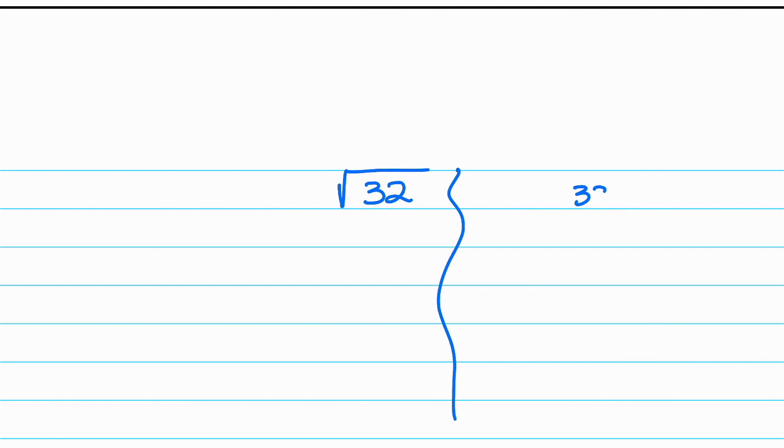Okay, so we're going to go ahead and take that square root of 32. We're going to simplify this. When I simplify this, there's going to be two different ways we can do it. The first way is to take that 32 and break it down.